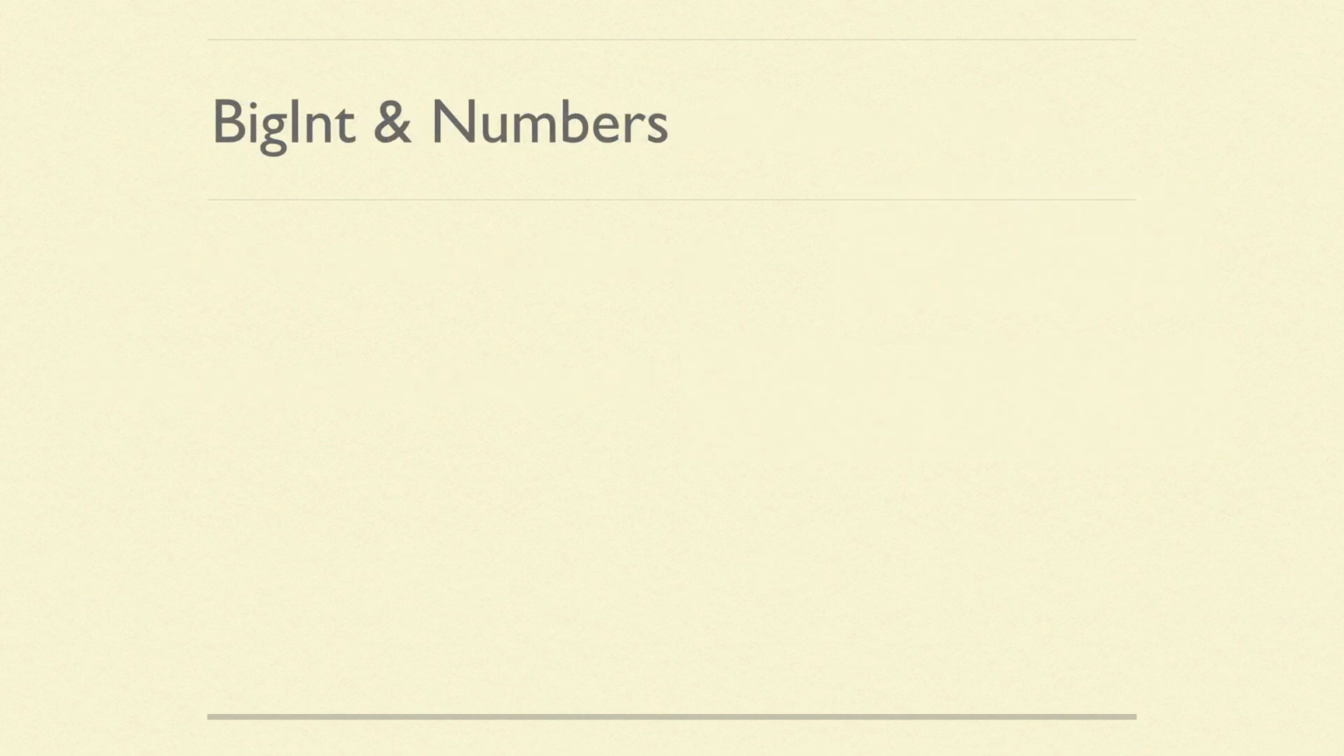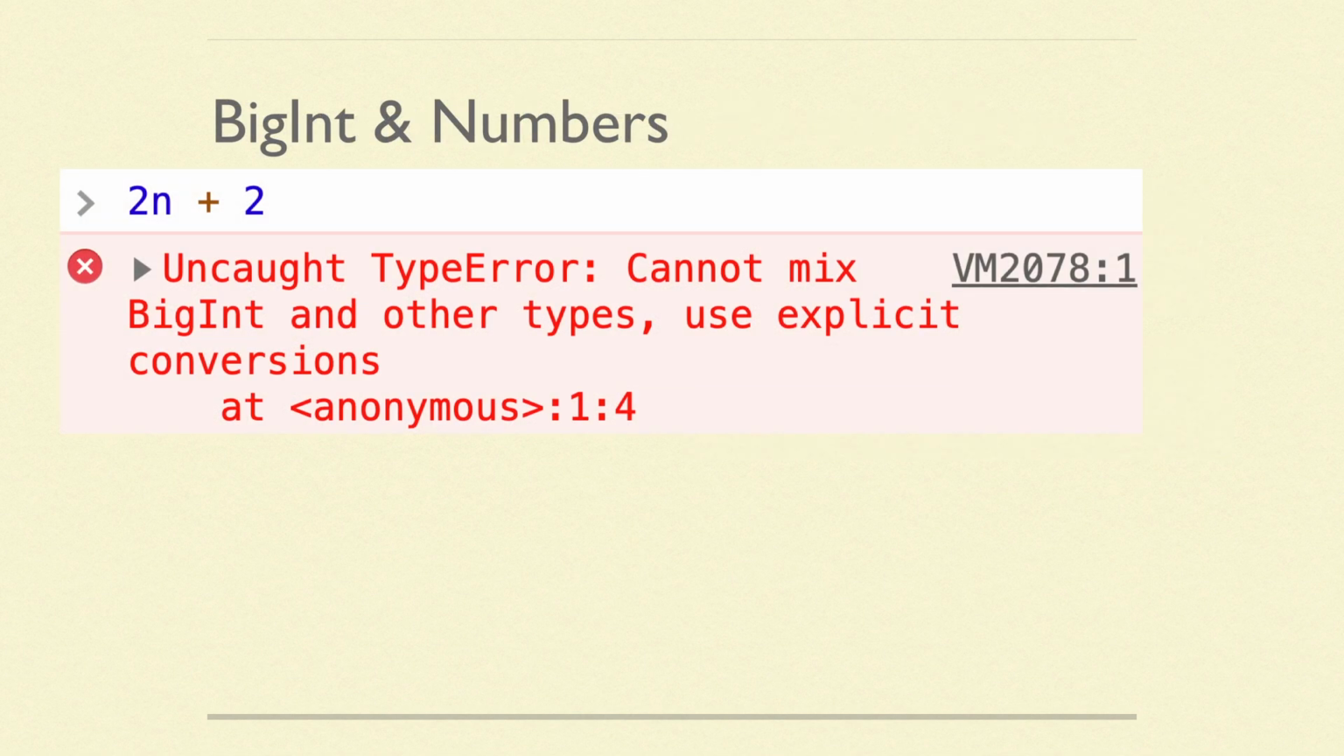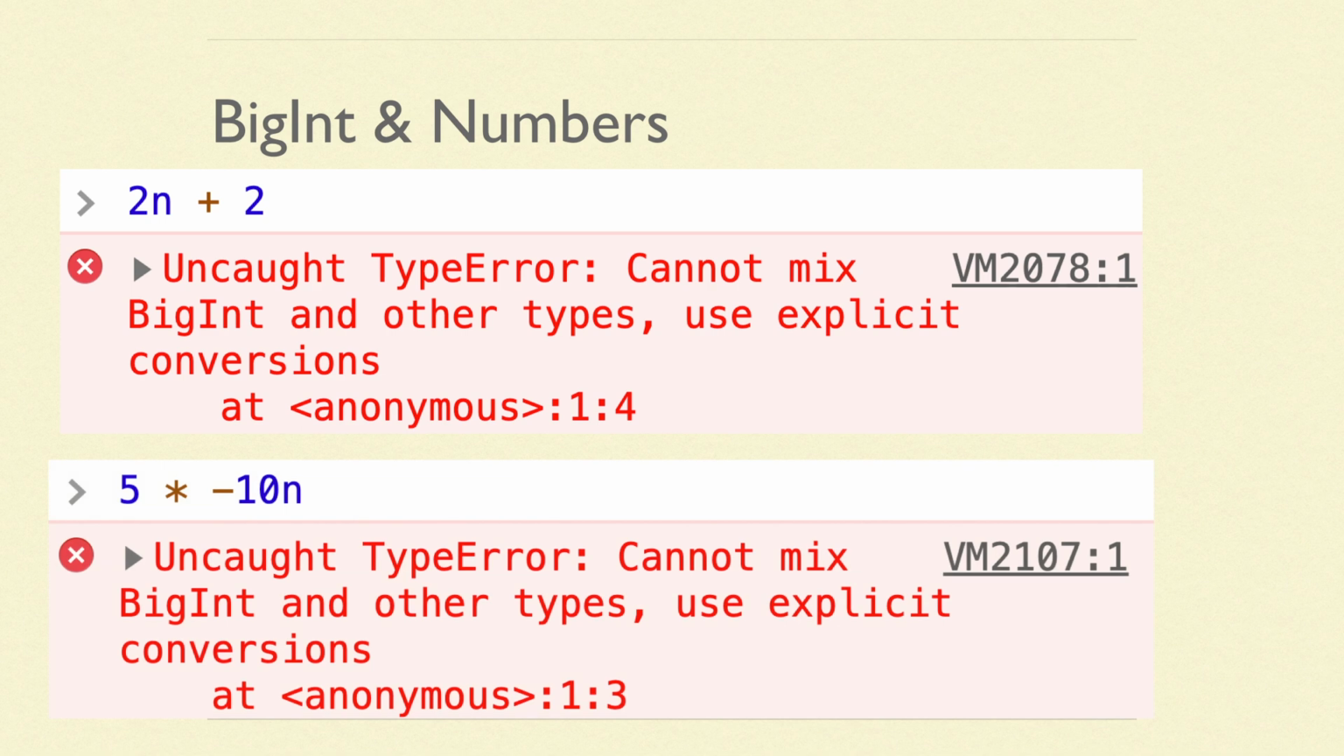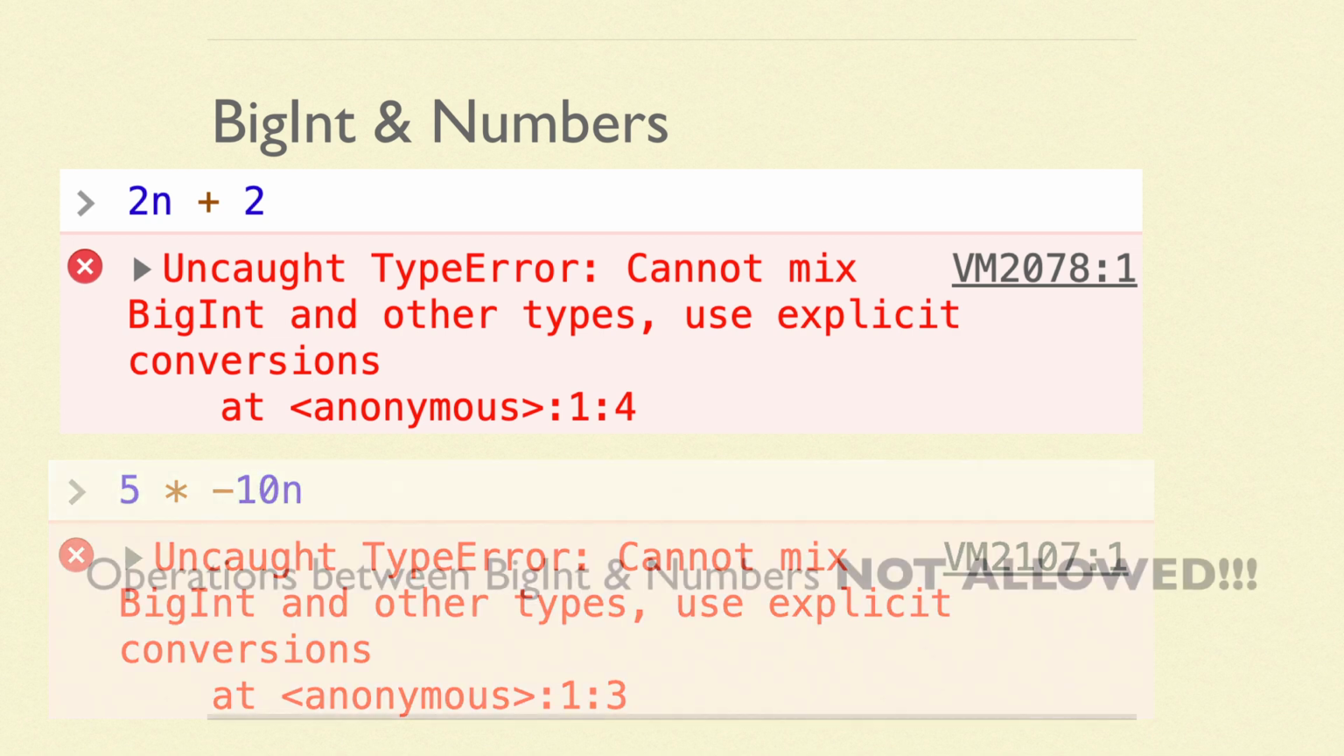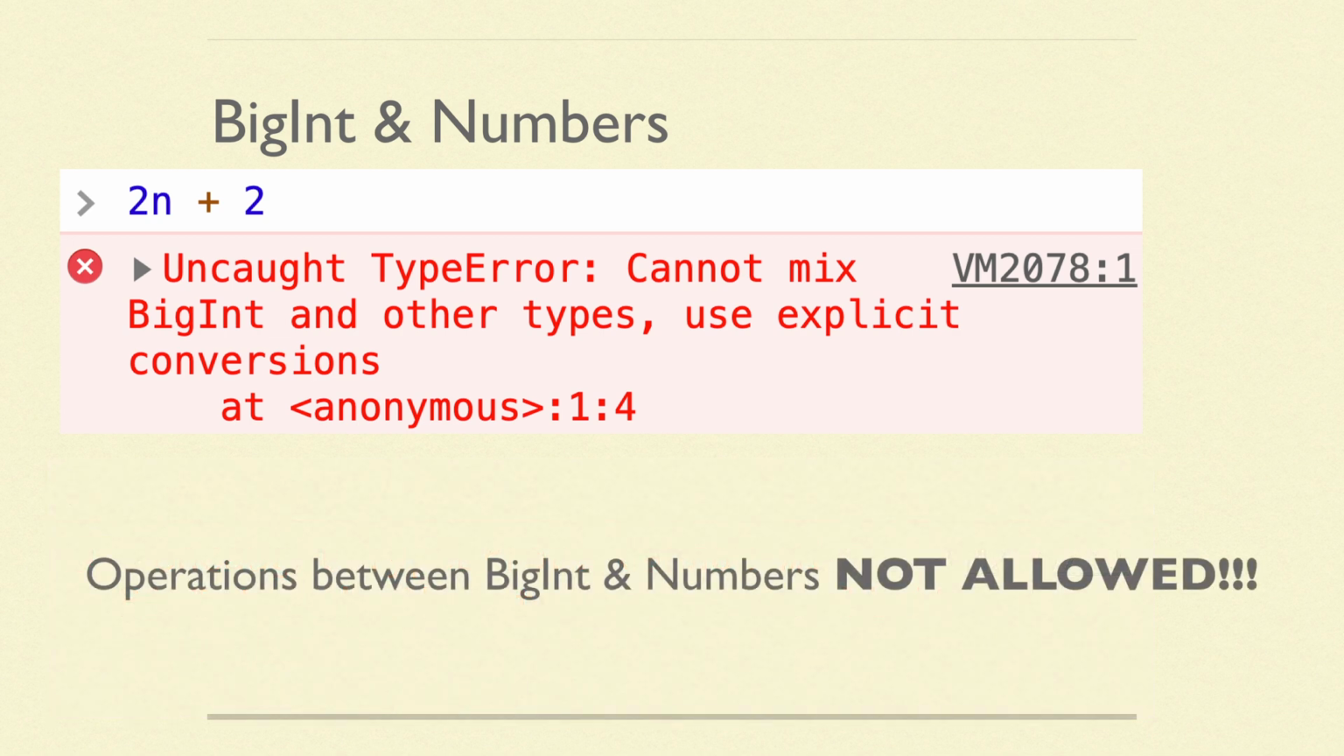Another thing you can't do with BigInt is perform operations by mixing BigInt and numbers, since the implicit type conversion may cause you to lose information from the BigInt. So for example, you can't do 2n plus 1. This will result in an uncaught type error.